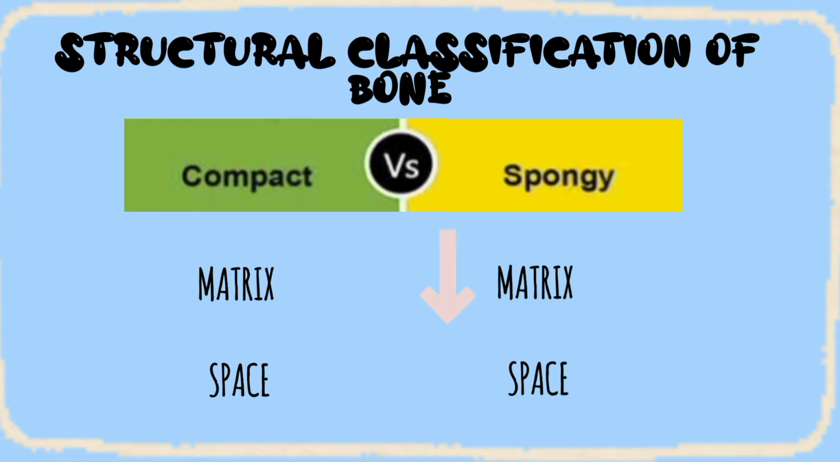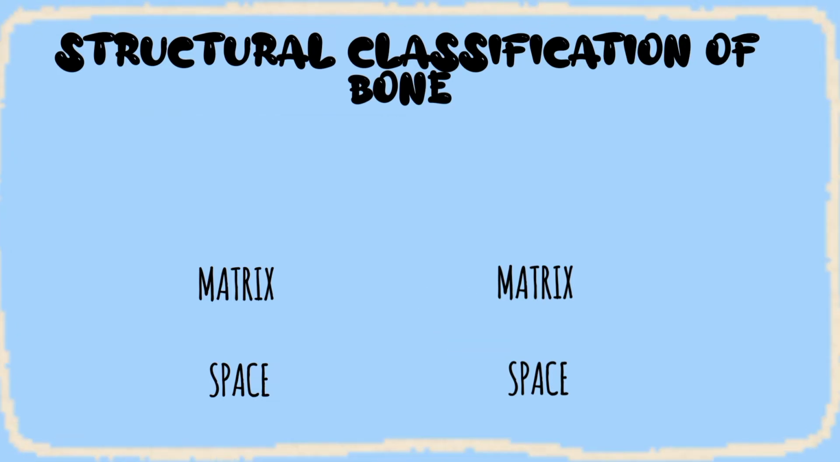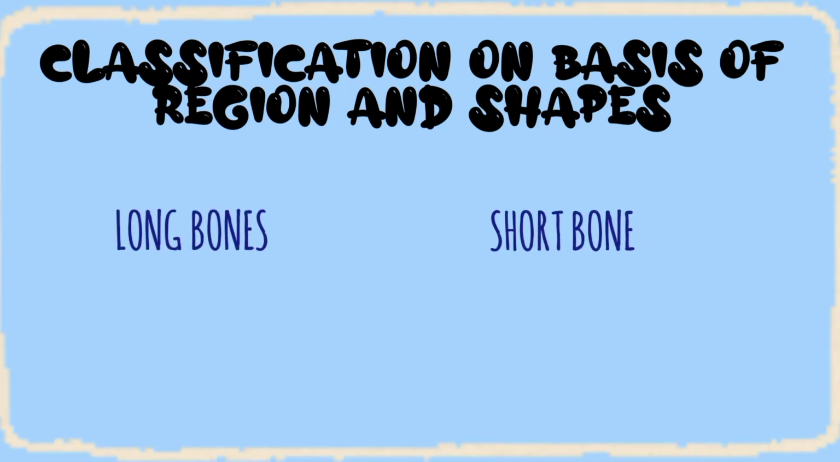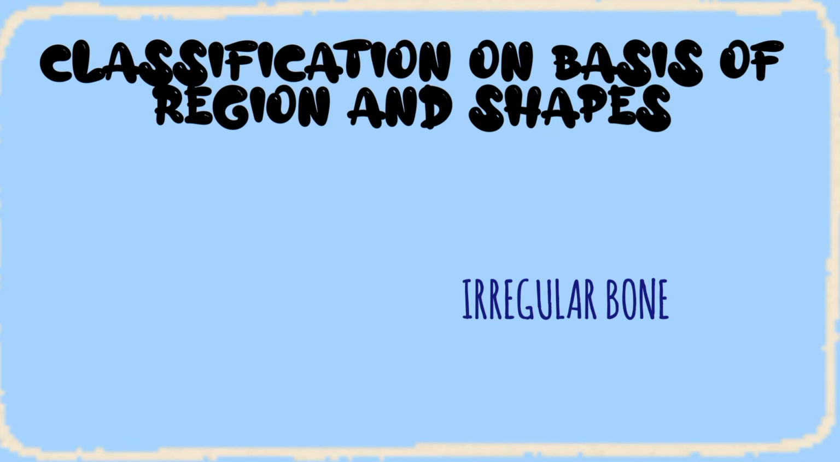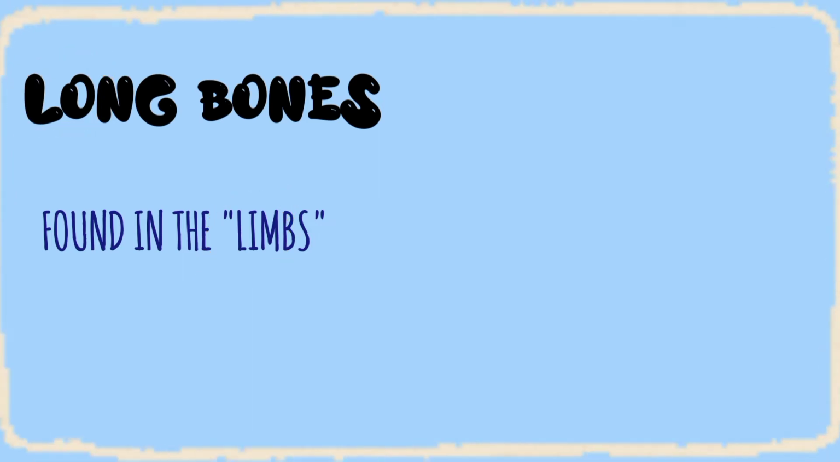So now let's talk about the classification of a bone on the basis of their region and shapes. We have the long bones, the short bones, the flat bones, the irregular bones and the sesamoid bones. Now let's talk about each of them one by one. First of all, we will talk about the long bones. The long bones are found in the limbs. You can remember by the word L for long and L for limbs. The upper limb and the lower limb both have the long bones.